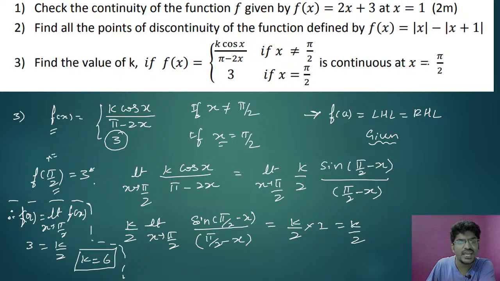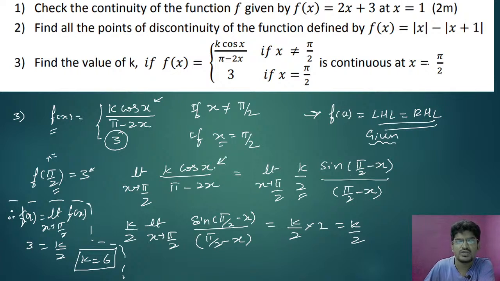So after that, you can find limit extending to pi by 2 for this function, where LHL is equal to RHL. Don't find LHL and RHL separately, directly you find limit extending to pi by 2. So in the denominator, you take 2 common. If I take 2 common outside, it will be pi by 2 minus x.